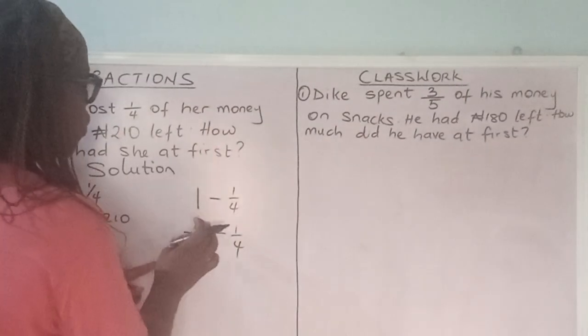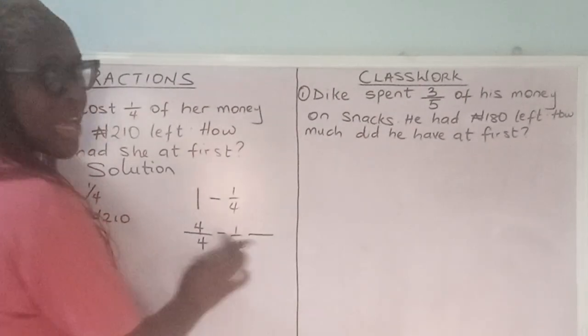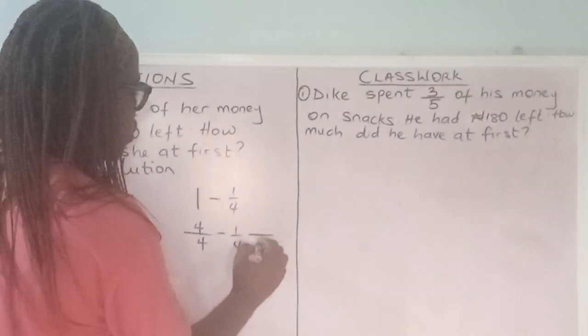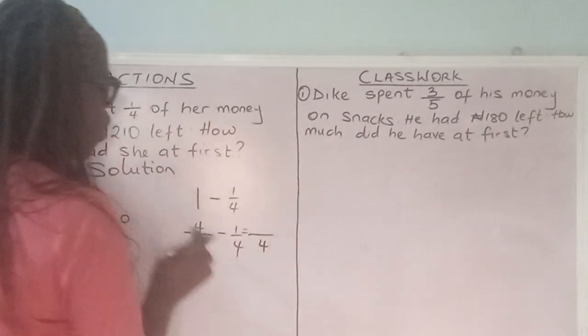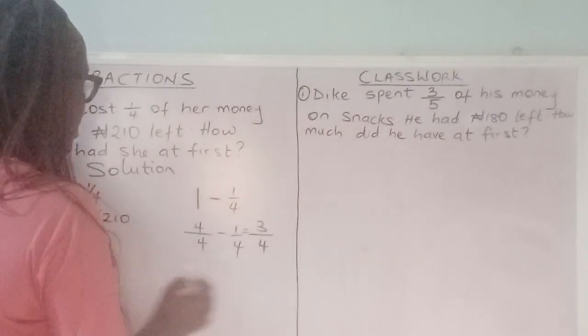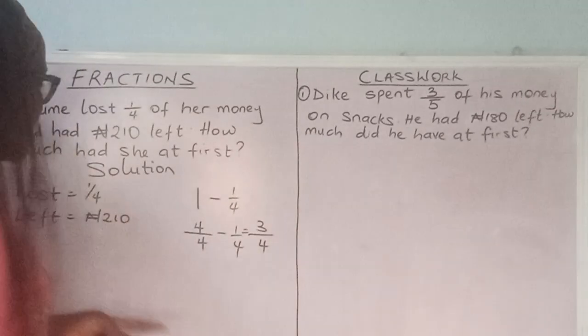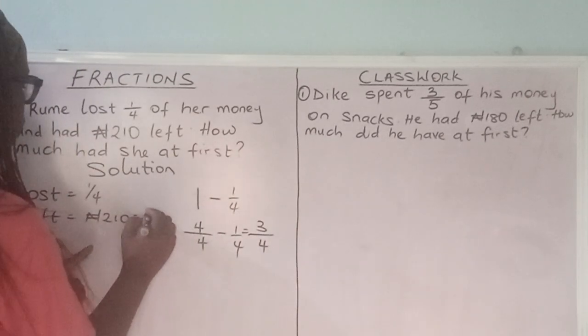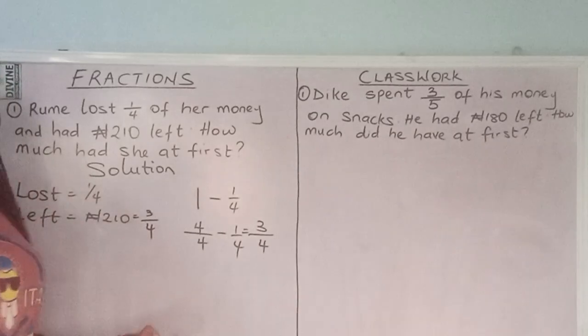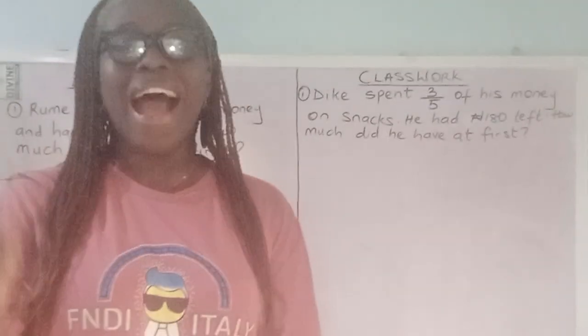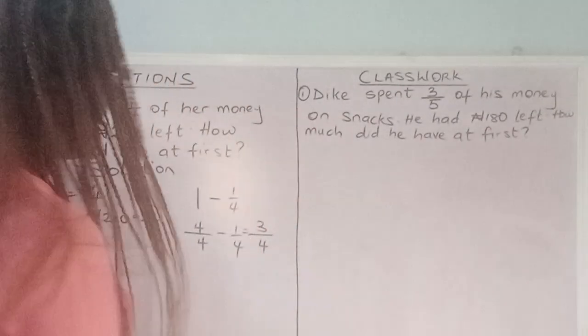How do we do that? Because it has the same denominator, we just retain the same denominator. 4 minus 1 gives us 3. That means that the fraction she has left is 3/4. Now we have both the fraction she has left and the amount she has left. How then do we solve this?